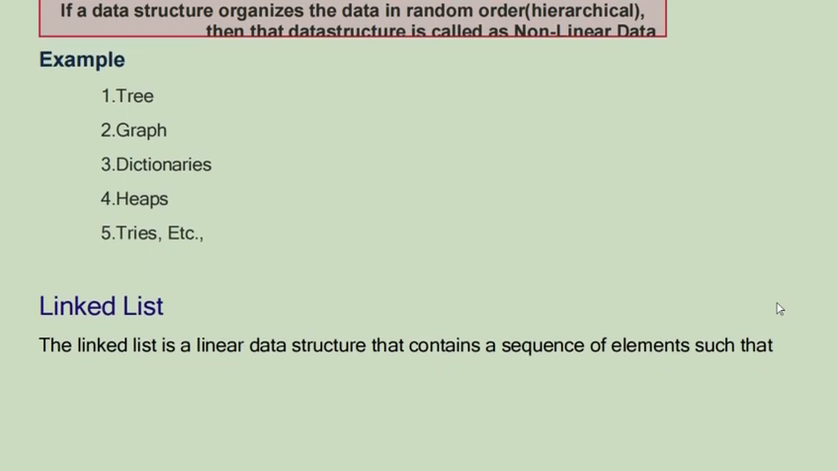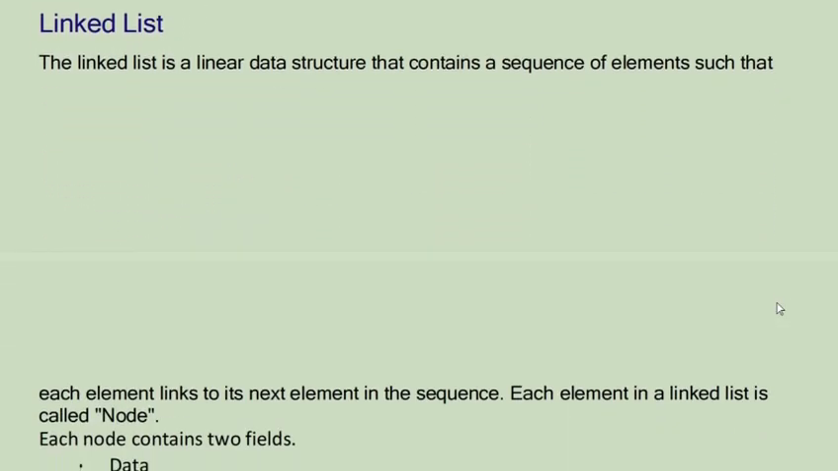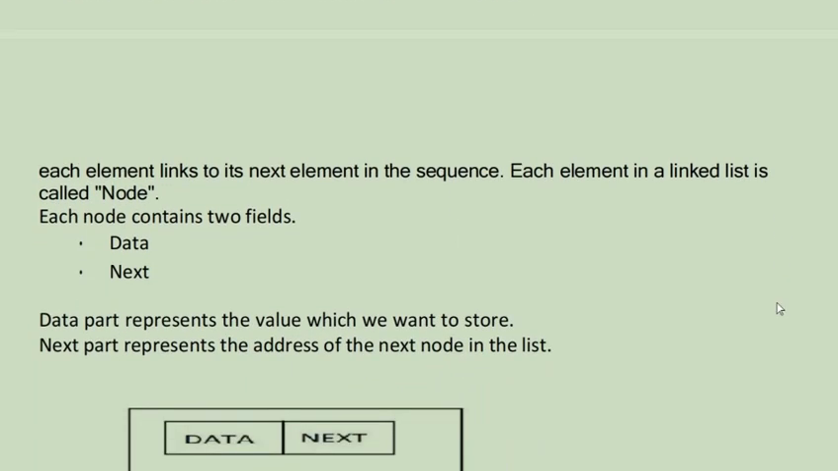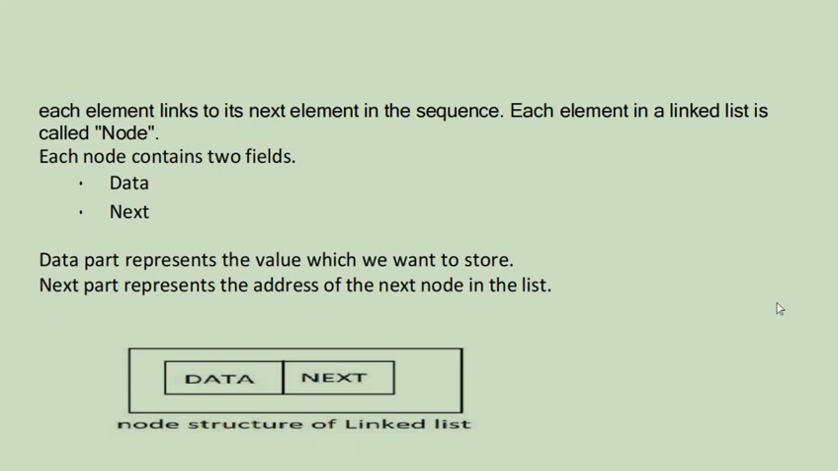Let's see what a linked list is. A linked list is a linear data structure that contains a sequence of elements such that each element links to its next element in the sequence. Each element in a linked list is called a node. Remember, the name itself is saying linking. Linking means linking to the next element. Each element links to the next element in the sequence. We'll call it a node, not an element.